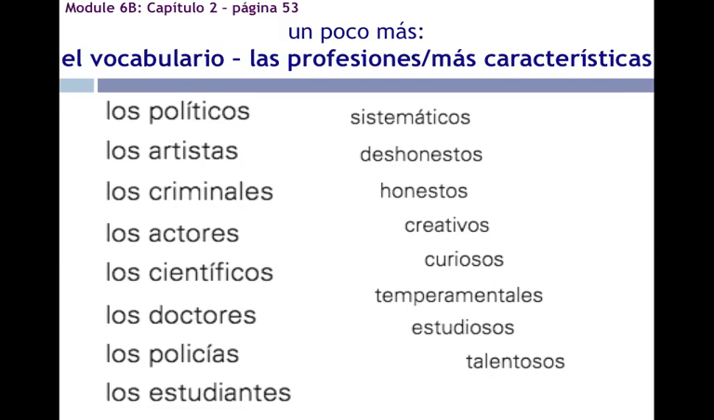So, ¿quiénes son sistemáticos? Los científicos son sistemáticos. ¿Quiénes son deshonestos? Los criminales son deshonestos. ¿Quiénes son honestos? Who are honest? Who all are honest? Los políticos son honestos, we hope. ¿Quiénes son creativos? Might be a couple there. Los artistas y los actores son creativos. Muy bien.